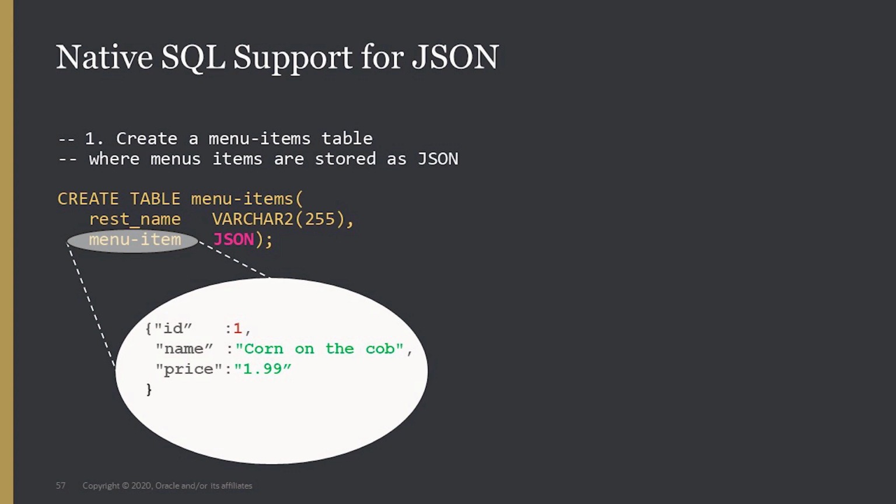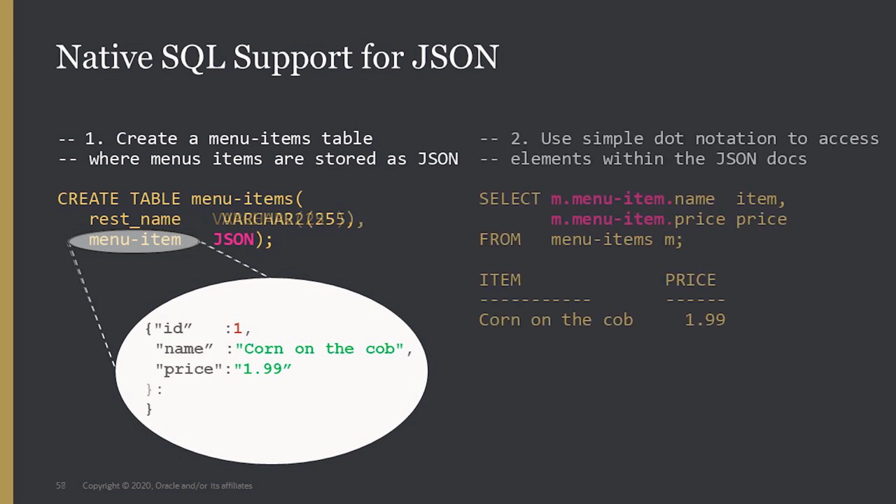For example, in this menu item example, we're storing an ID, a name, and a price for the menu items. Although because it's JSON, these can vary based on the restaurant. So you might have specials, you might have desserts and appetizers. These can all be annotated in JSON.